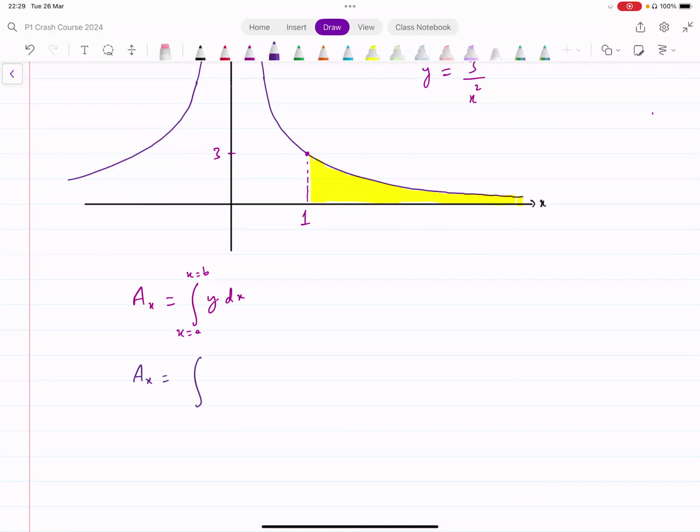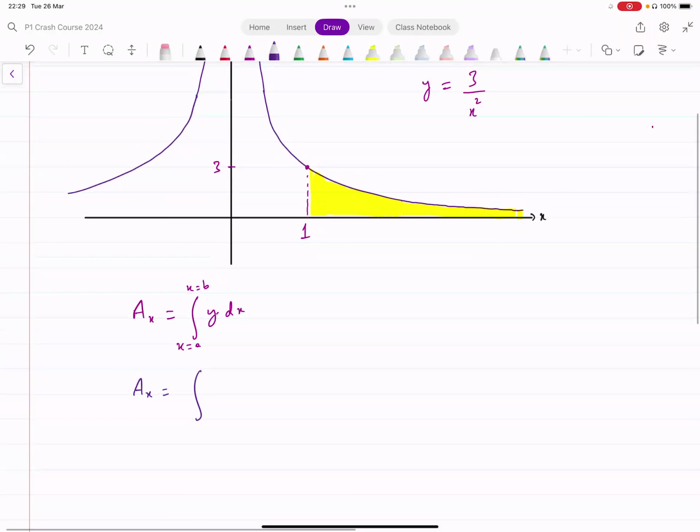Area equals the integral of y. What's the function y? The function y is 3 over x squared. In power form, it would look like this: 3x raised to the power negative 2. Okay, we want to integrate it. Now, what about the limits? What are the limits going to be?